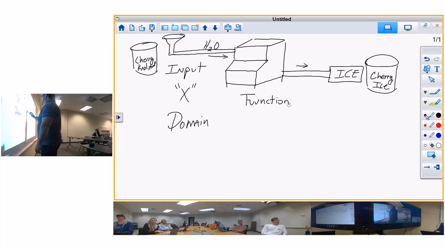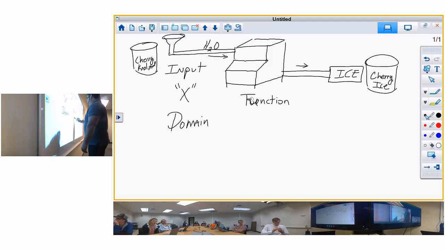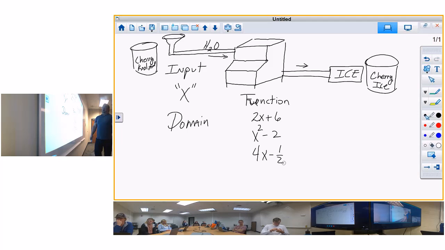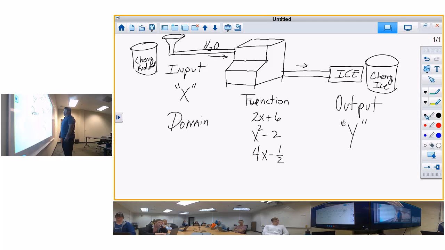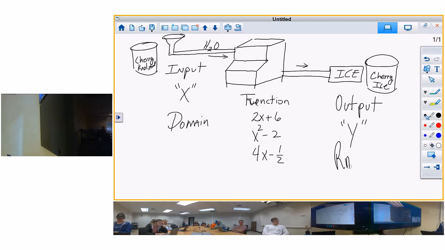There we go. Function. And that would be 2x plus 6, x squared minus 2, 4x minus 1/2. Those are all your functions. And of course, there's an infinite amount of functions. And then what do you get out of it? Output. What is the output in algebra? Y. Your y value. And the group of y values is called the what? Range.